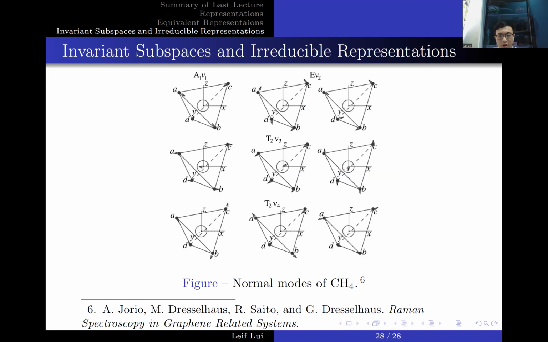So maybe to end this lecture, I should end on something nicer, something more beautiful. Namely, these are the normal modes of CH4. So this is how they transform. Some of the atoms are drawn towards the center, sometimes they are drawn away from it, and so on. So this is quite a nice representation of the normal modes of CH4.